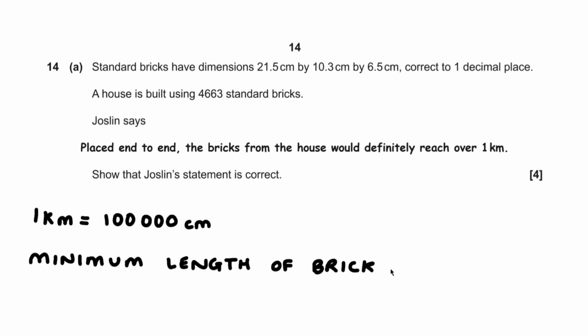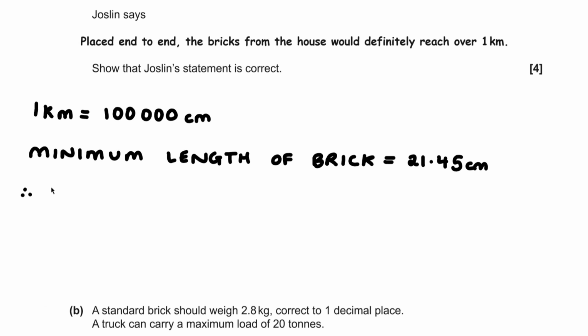The minimum length of the brick, well, that's going to be 21.45 centimeters. Remember, these values are rounded to one decimal place, so I need the lower bound. So I've got 100,000 divided by 21.45.